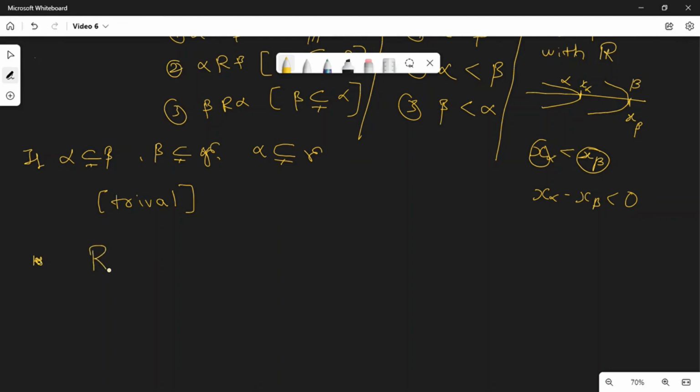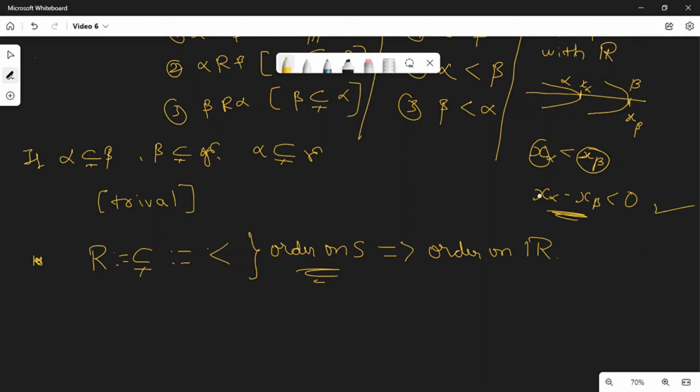So our relation is an order on S. We can think about order on R also, because if this happens, this also happens. So this is a set theory proof of this kind. Order on S. So now we have defined order on R.